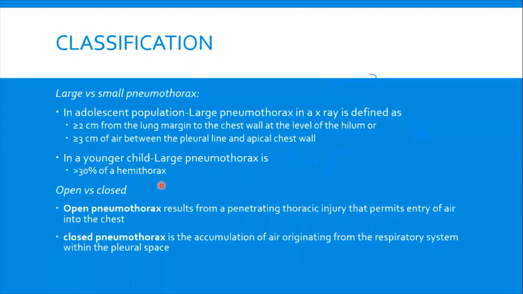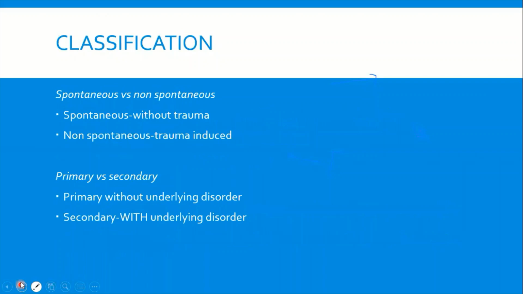What is open versus closed? If there is a traumatic injury or traumatic penetration of the chest, then the air from the outside gets sucked into the pleura. That is an open pneumothorax. A closed pneumothorax has no communication to the outside atmosphere. There is something wrong with the lungs which is releasing air into the pleura. That is a closed pneumothorax.